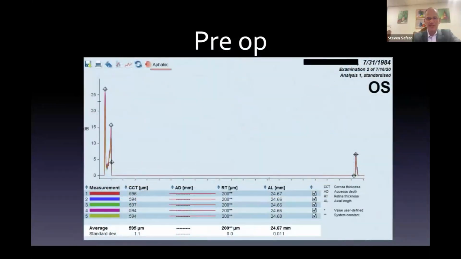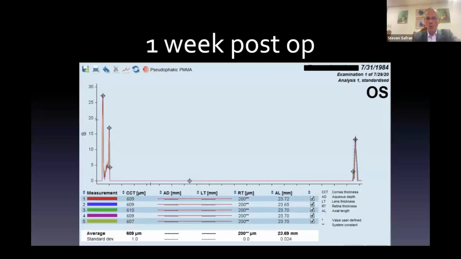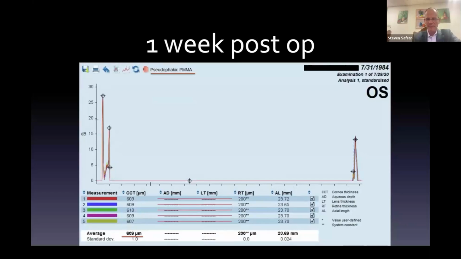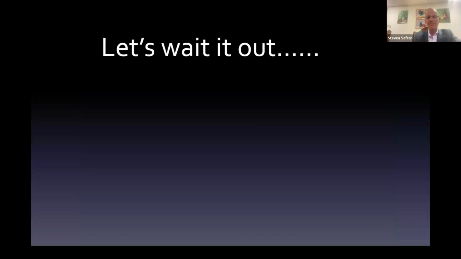So this is his pre-op measurement. He's aphakic, 595 pachymetry. There's his spike, and that's his axial length. And post-op, 1 week, pseudophakic, PMMA, just a tiny bit thicker cornea, 10 microns. That's his axial length. It's 1 millimeter shorter, decreased from 24.67. So this actually explains his hyperopic outcome. So let's wait it out and see what happens.